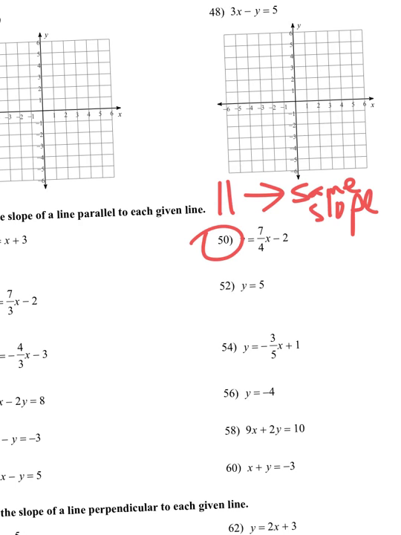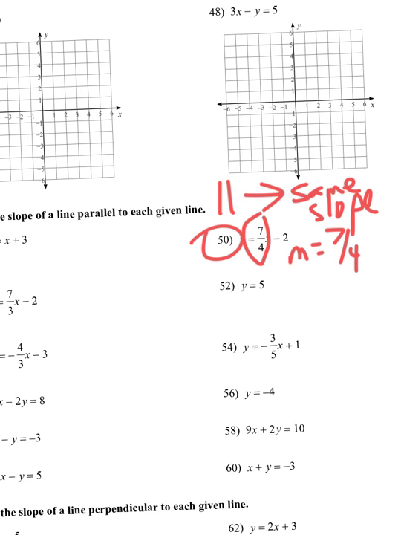We're going to look at number 50 here as our first example. So I want to find the slope of a line that's parallel to that. Notice that's already in slope-intercept form. Okay, so if you notice, our slope is 7/4. So we would want to use 7/4 because a parallel line will have that same slope.